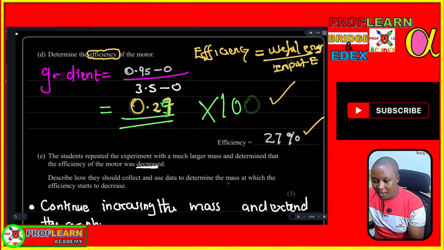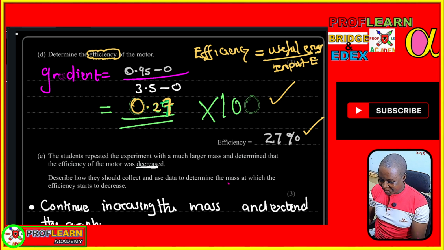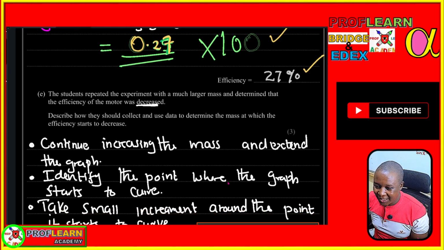So things can happen, anything can happen in an exam, so you have to be very careful you don't cause this kind of random errors. This is what we call random errors when you're working out questions. Yeah, so you need to describe how you should collect and use the data to determine the mass at which the efficiency starts to decrease.